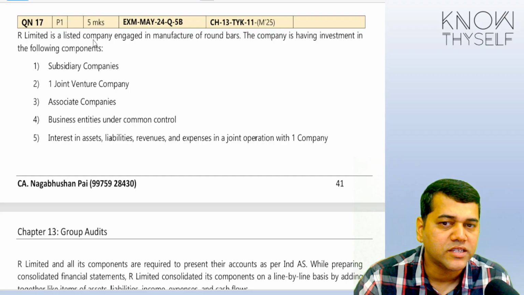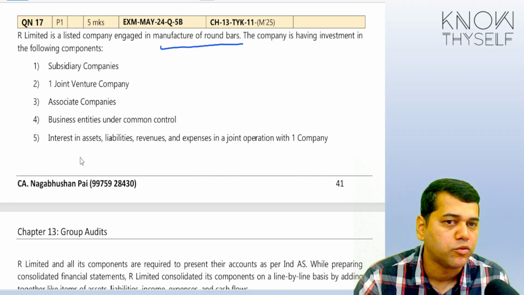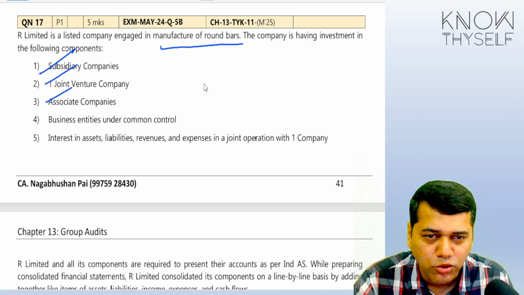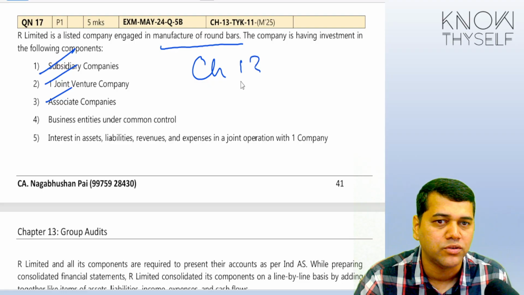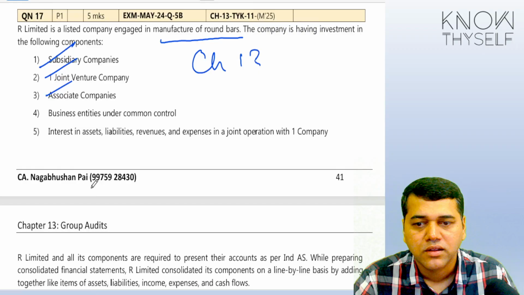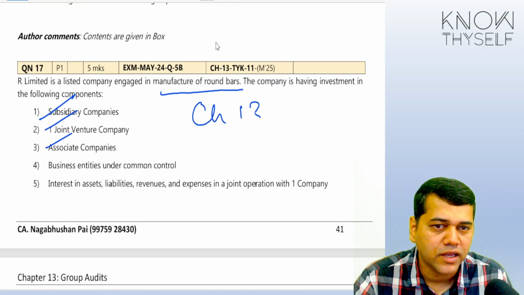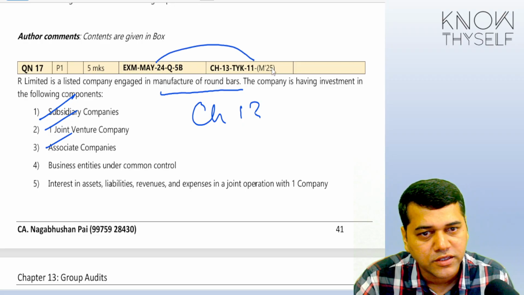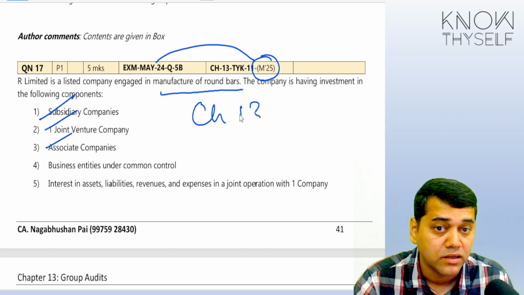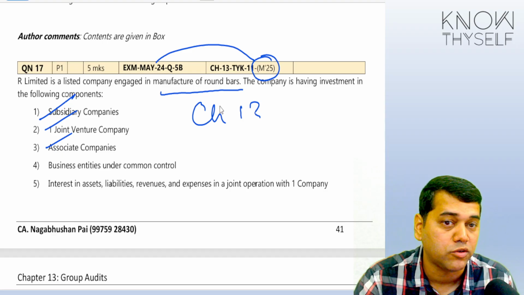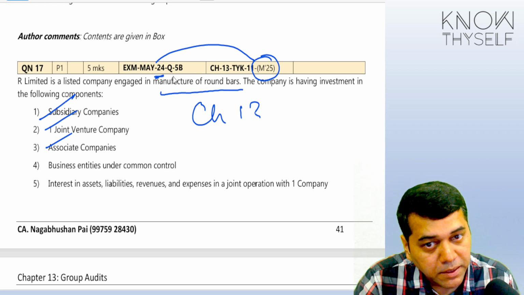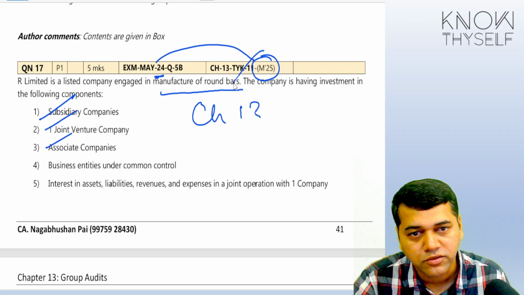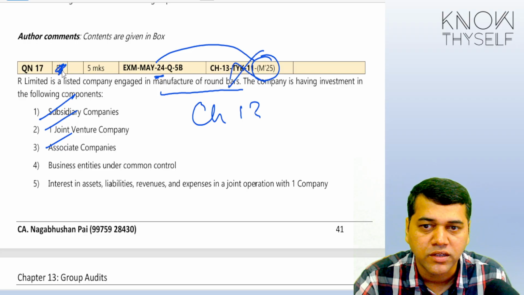Now, R Limited is a listed company engaged in the manufacture of round bars. The company is having investment in a subsidiary and joint venture. When you look at this, chapter 13 strikes you. Now, they have given this question in Test Your Knowledge, but this question has already come. This was updated in the May 25 study material. In the original study material, this question was not there. This question came in May 24 and then got repeated in Test Your Knowledge. So remove this from Test Your Knowledge, remove this priority.